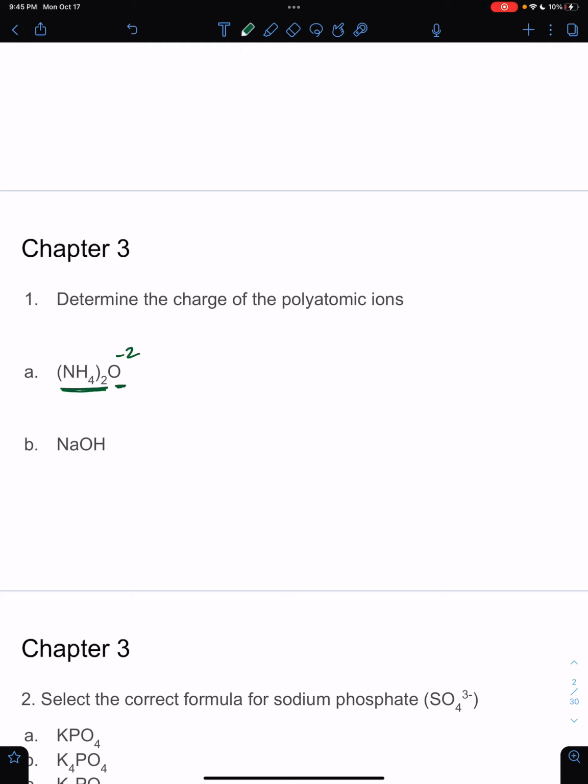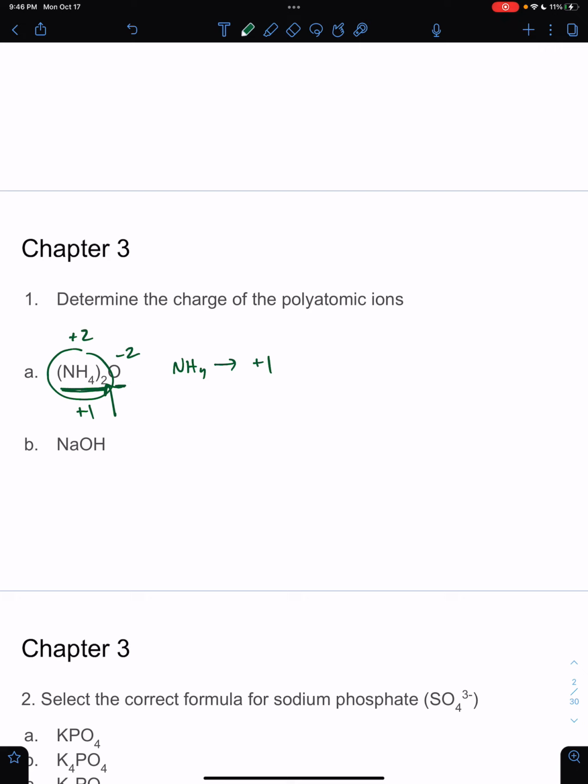So then looking at the ammonia, this whole thing has to have a charge of +2 in order to balance the compound, since there's no overall charge. The overall compound is neutral, so the charges have to balance. So if it's +2 and there's 2 ammonia molecules, each one of them has to be +1. So the NH4 in this molecule, each one has a +1 charge.